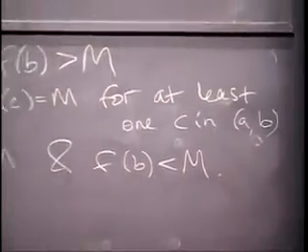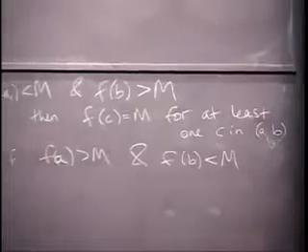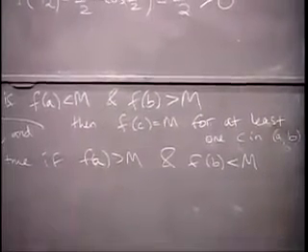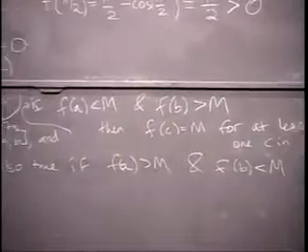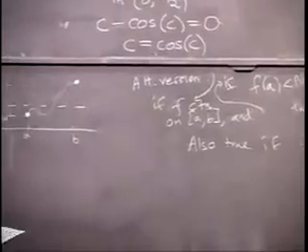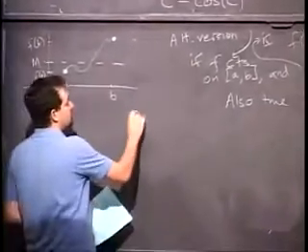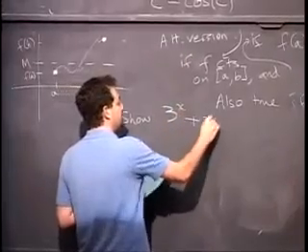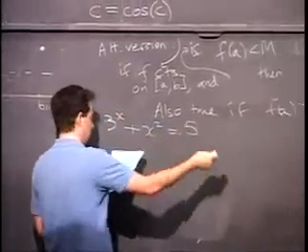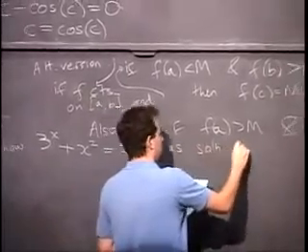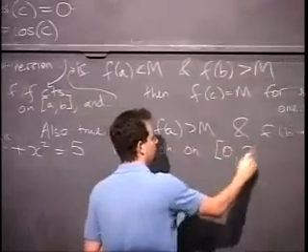Okay, so of course, you don't ever need this version of it, because if you put everything on one side, you always end up with a 0 on the right. So actually, this reduces to the earlier version very easily. But here's an example where you can actually use it directly. Show 3 to the x plus x squared equals 5 has a solution on 0, 2.